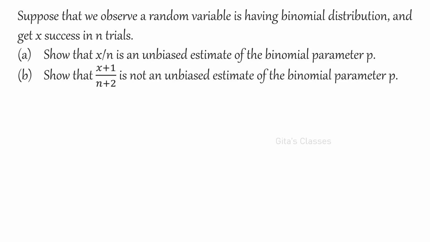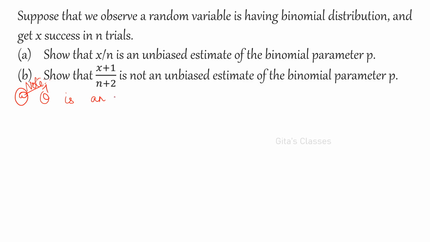Okay. And suppose that we observe a random variable having a binomial distribution and get x successes in n trials. Show that x by n is an unbiased estimate of the binomial parameter p, and show that x plus 1 by n plus 2 is not an unbiased estimate of the binomial parameter p. So first one, let us prove the first one. Theta cap is an unbiased estimator of theta. This is the definition actually. This is a note you can write.